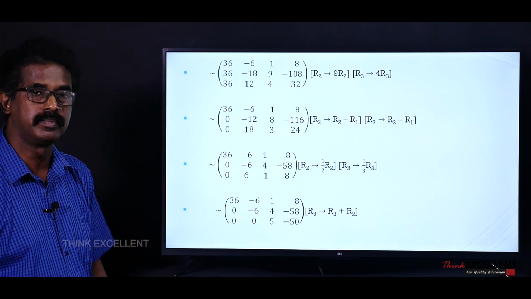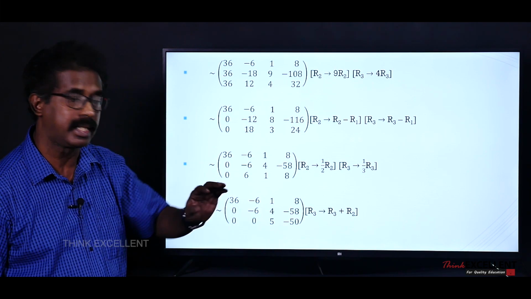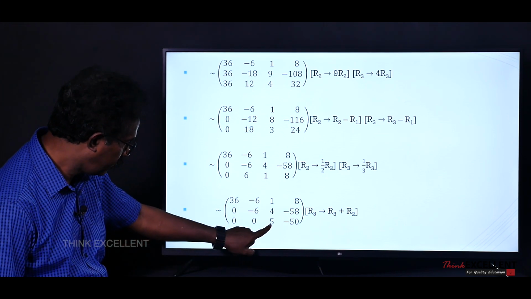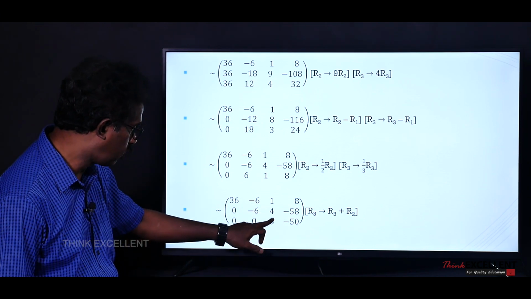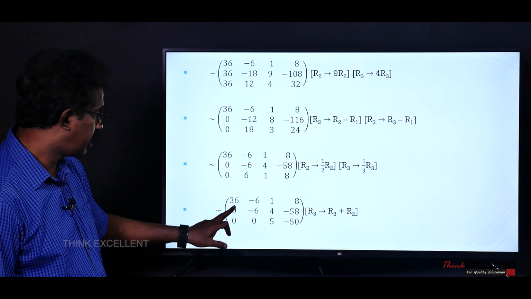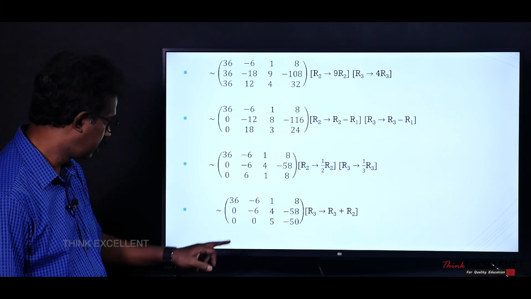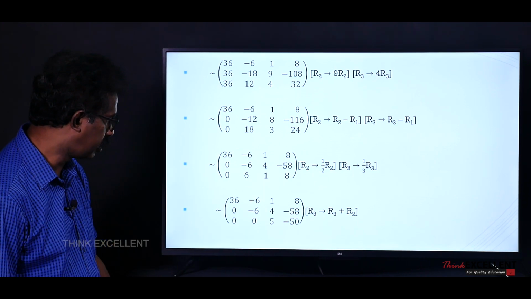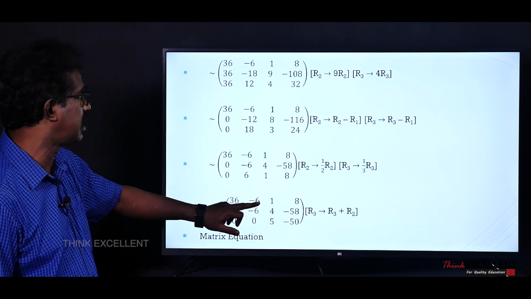It is in echelon form. Now you can write the matrix equation. This into a, b, c. Here the unknowns are what? a, b, c equal to this. So the corresponding equation. Can you tell me what's the first equation? Here also if you want you can make it as 1. You can divide by 5 because it's divisible, right? If you want you can divide. So 1, minus 10, or even leave like this. First equation: 36a minus 6b plus c equal to 8. Second: 0a, leave it, minus 6b plus 4c equal to minus 58. And the third one: 0a, 0b, leave it, 5c equal to minus 50. 5c is equal to minus 50.